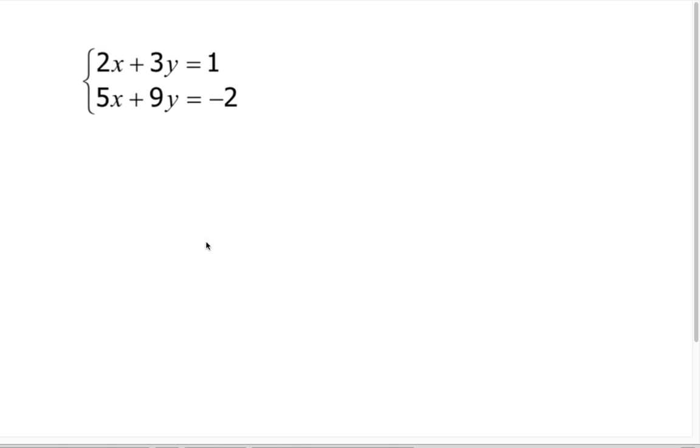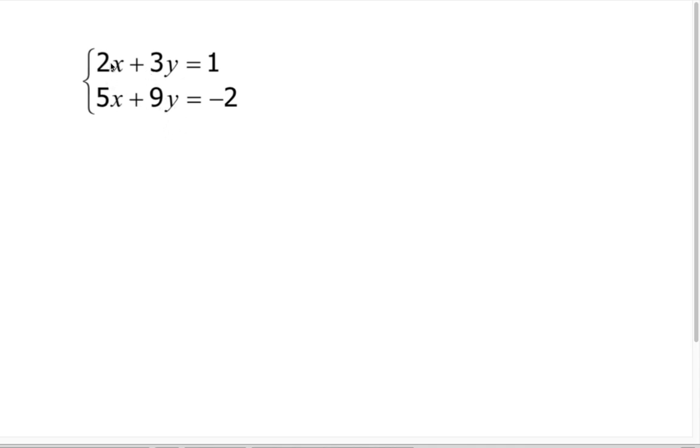Okay, we're going to solve this system of equations with elimination. And this is a harder example of using elimination because if we look here, we don't have any variables that are the same. We have a 2 and a 5 and a 3 and a 9. What we have to do is manipulate one of these equations so that the variables line up with each other, that they're equal to each other.